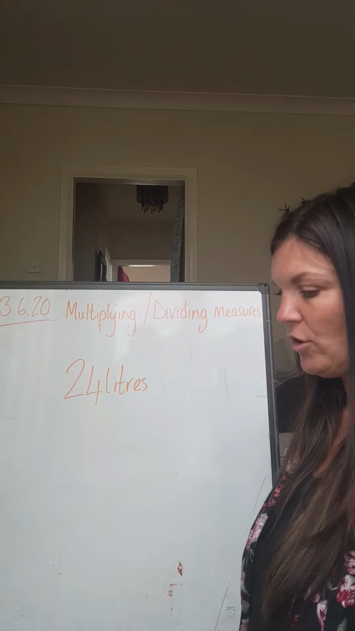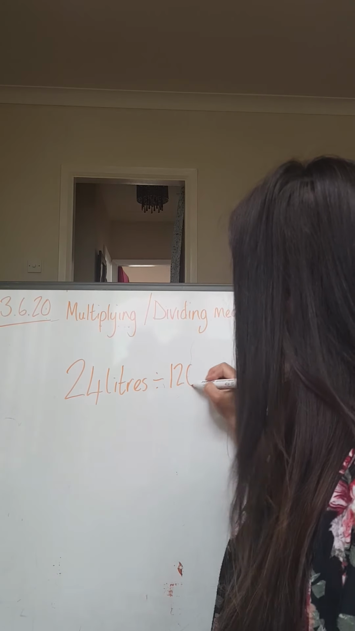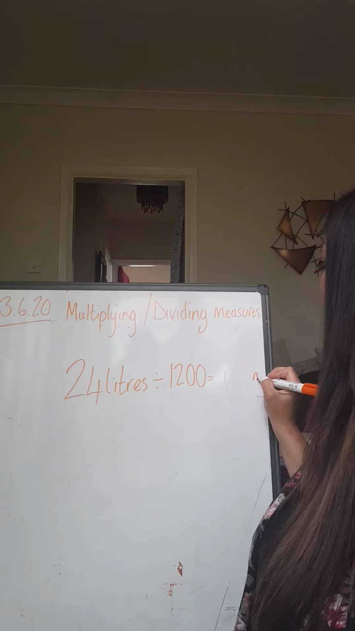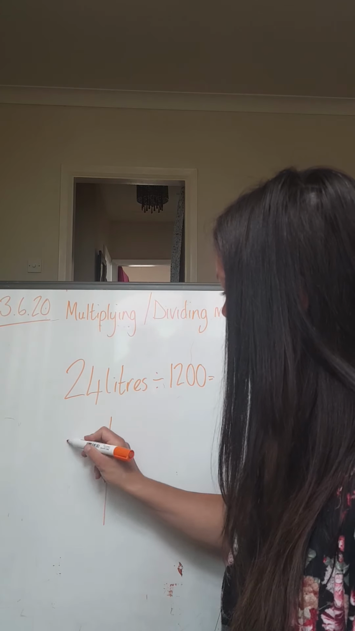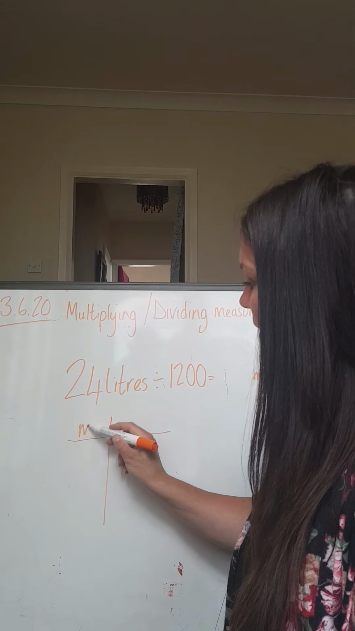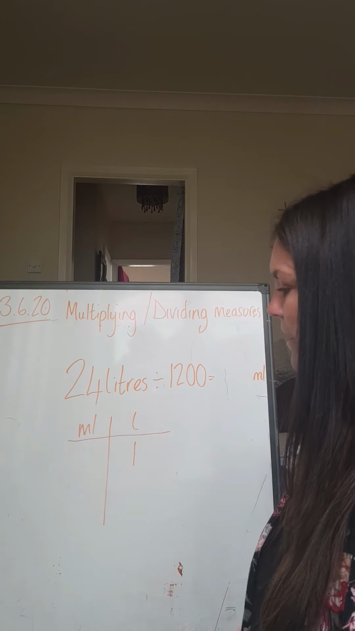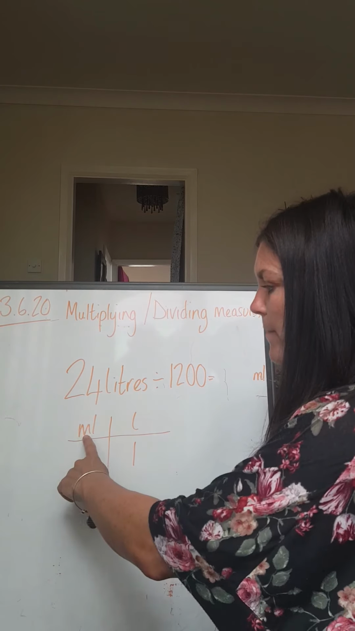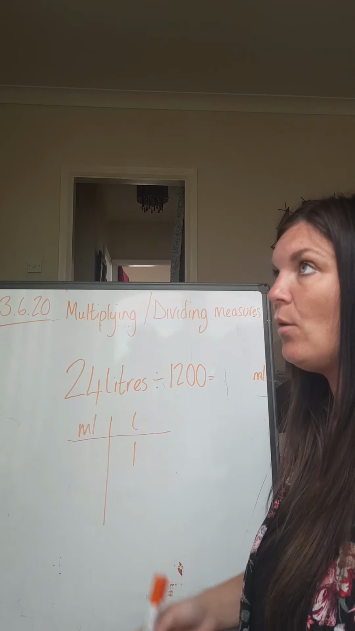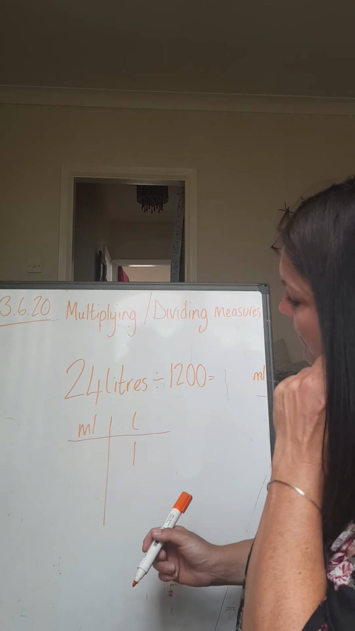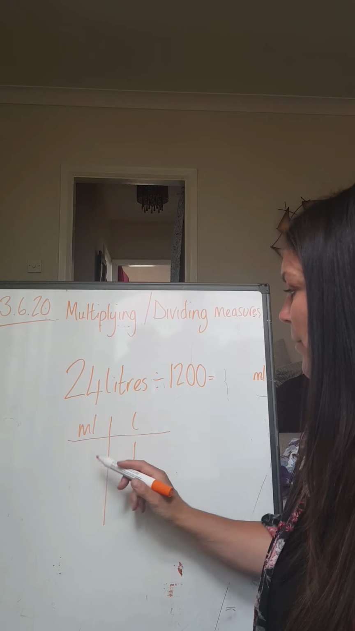Right, this time I've got 24 litres and I'm dividing by 1,200. And I want the answer this time in millilitres. So I'm going to convert first. So this time I've got millilitres and litres. If I've got 1 litre, I'm going to let you into another little secret. Milli means 1,000 as well in some language. So you've got kilo and milli meaning 1,000. If you look them up in the dictionary, it comes up. I'm sure we've done that before in class.